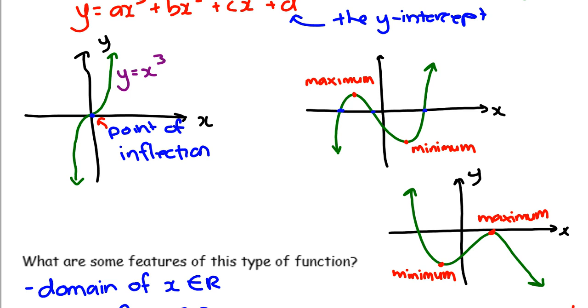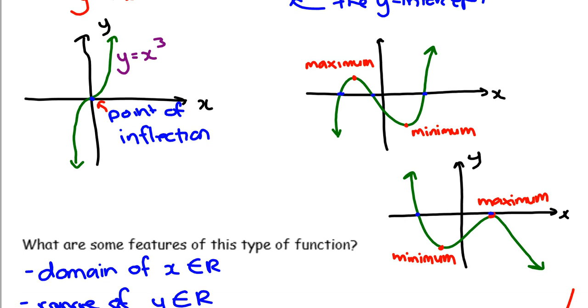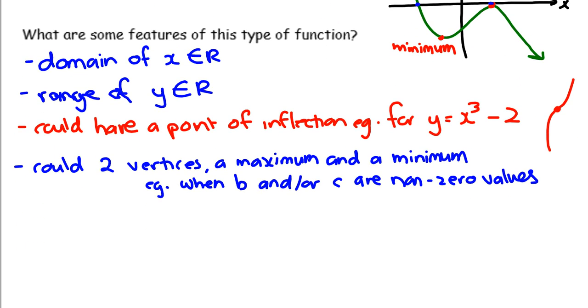The first graph, as you can see, just has 1 X-intercept. That's when you get the form x cubed. The second one has 3 X-intercepts, and notice this last one has only 2 X-intercepts, and that's because one of the X-intercepts happens to also be a vertex. So it can have up to 3 X-intercepts.